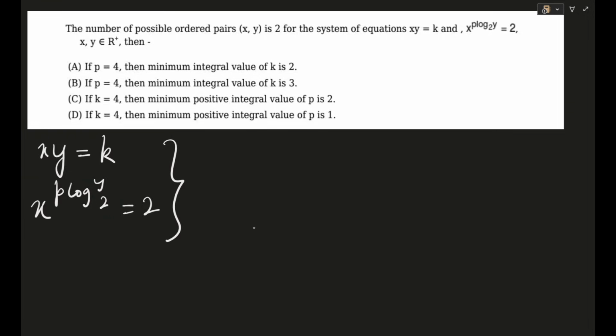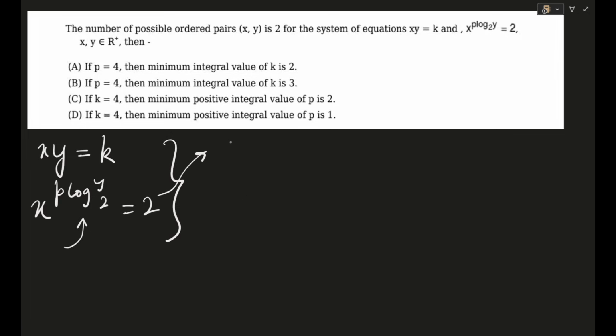They have given different values of p and k, and they are telling us to find out the minimum integral value of k when p is given, and the minimum positive integral value of p when k is given. Okay, so no fears. To solve this, the first thing we are going to do is look at this one, because xy is equal to k is obviously the equation of a rectangular hyperbola, but this particular thing is not looking good. So we need to beautify this a little bit.